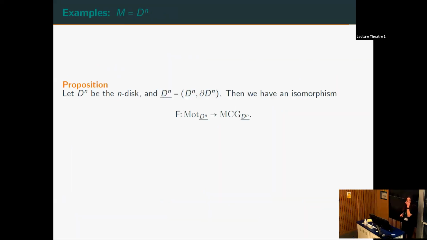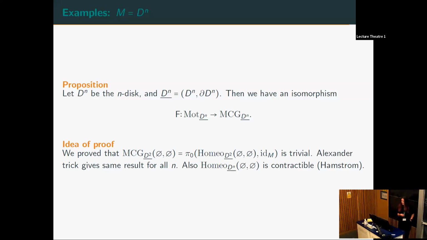Okay, so then we can start to look at some examples of what kind of results we can say now we've constructed this functor. So in general, for any disk d to the n, if we take d to the n with the boundary fixed, then we always have an isomorphism between the mapping class group and the motion group, or the mapping class groupoid and the motion groupoid.